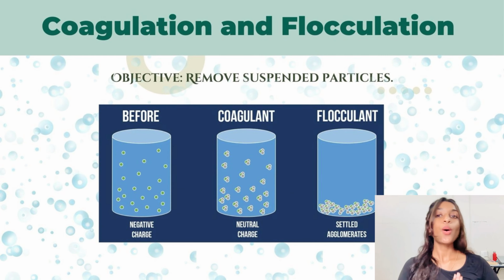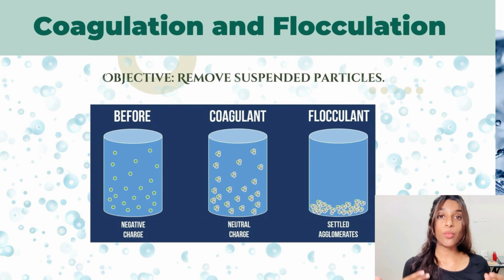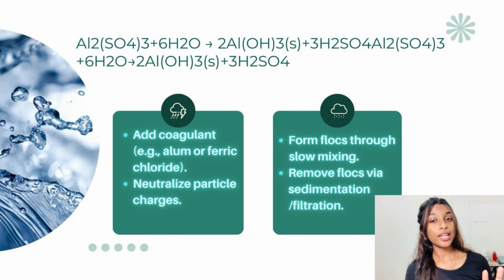Let's move on with the first technique, which is coagulation and flocculation. It is a process primarily designed to remove suspended particles from the water. This procedure involves 4 key steps, and let's look at them one by one.